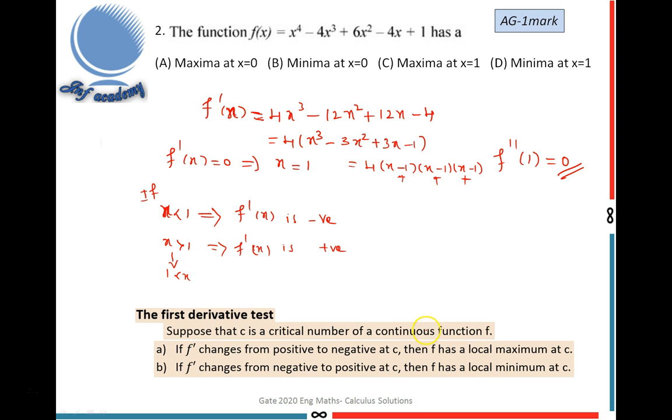So with f dash changing from negative to positive, what is the condition? f has a local minimum at x equal to c. c is here 1. So f of x has a local minimum at x equal to 1. The answer is x equal to 1. The answer is option D. Option D is the correct answer.